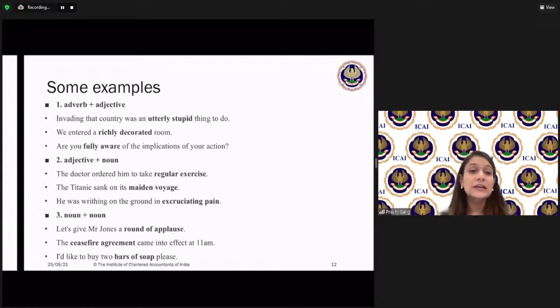Adverb plus adjective. Invading that country was an utterly stupid thing to do. So utterly is adverb, stupid is adjective. Utterly stupid. Now you can use many sentences with utterly stupid. How could you do this? This was utterly stupid of you to do that, right? We entered a richly decorated room. Richly decorated means something decorated in a very rich or royal manner, right? Yesterday we went for a holiday and we stayed at a hotel which was quite richly decorated.